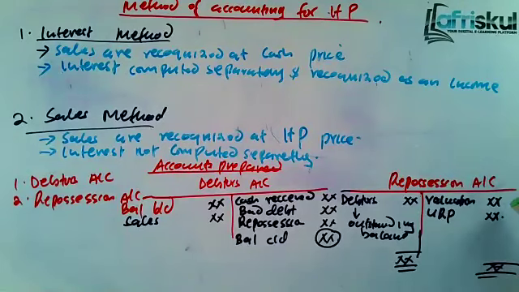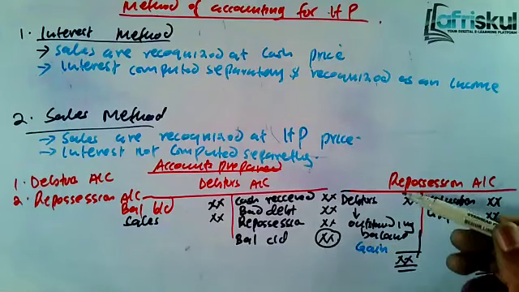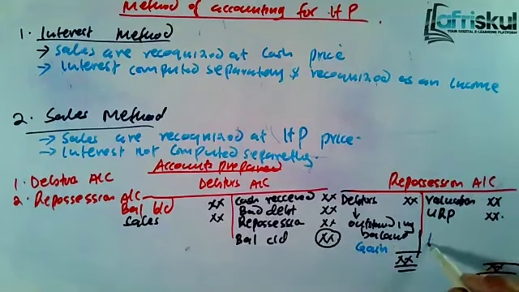If the valuation and the unrealized profit on this side is more than this one, that means you repossessed at a gain. We have a repossession gain. But if this side is more than this one, that means you repossessed at a loss. That's loss on repossession.